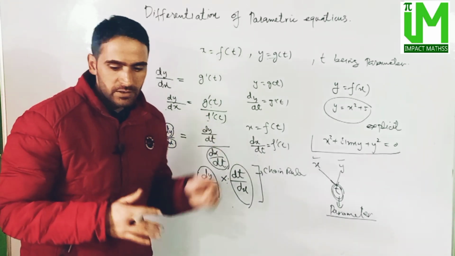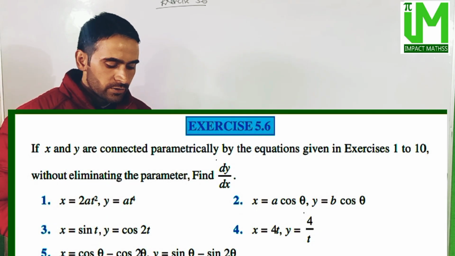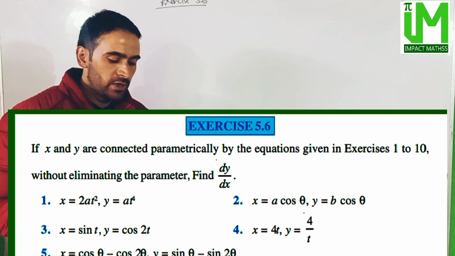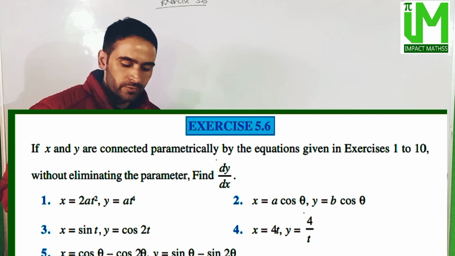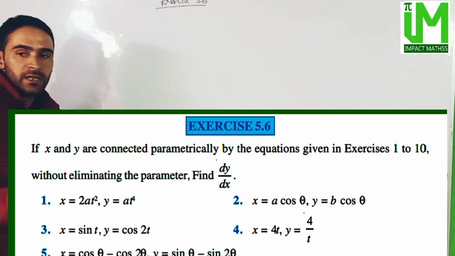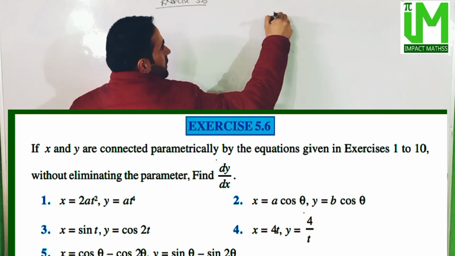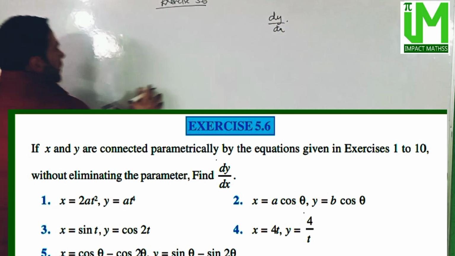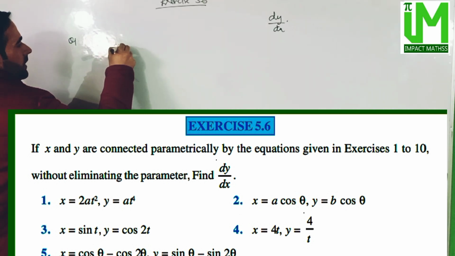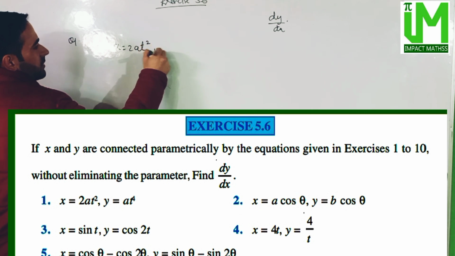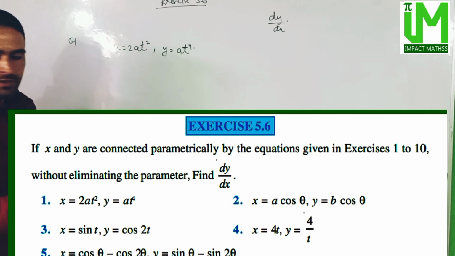Let's do the exercise. Look at exercise 5.6, question number 1: x is equal to 2at square, y is equal to at raised to power 4. If x and y are connected parametrically by the equations given in exercises 1 to 10, we have to find dy by dx without eliminating the parameter, that is, without directly eliminating it. So question number 1 is x is equal to 2at square, y is equal to at raised to power 4.